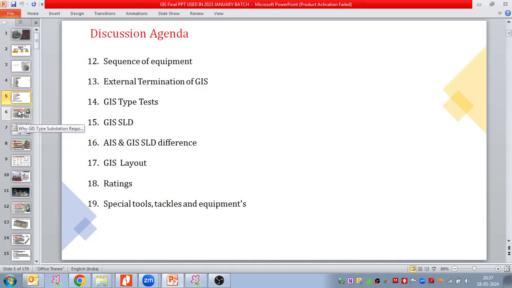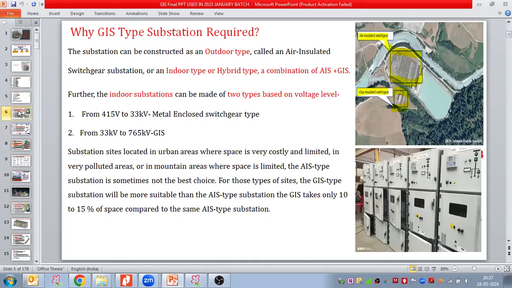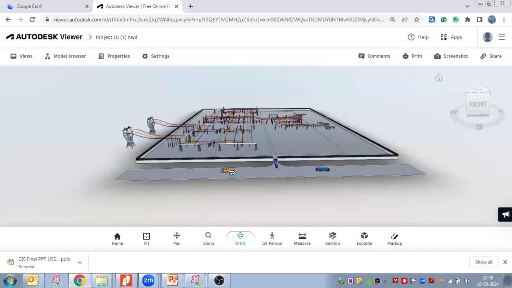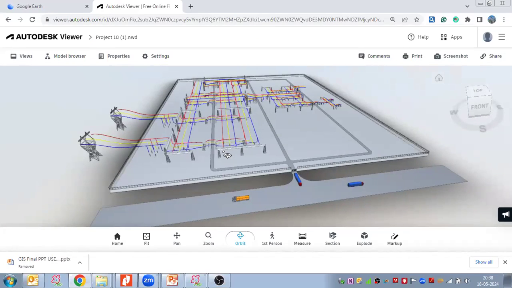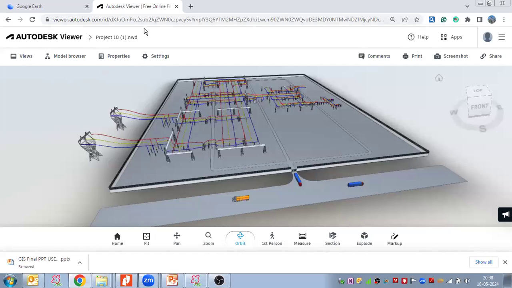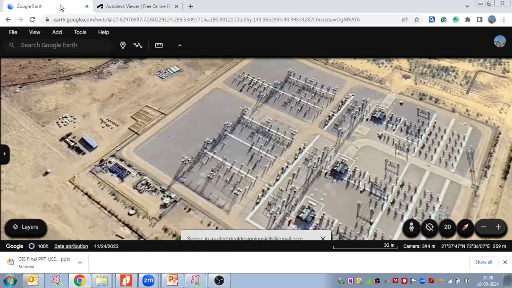Let us start first with the types of substations that we can construct, or why the GIS type substation is required. The substations can be constructed as an outdoor type, which is called an air insulated switchgear substation. For example, we can see this layout. This is one example of an air insulated switchgear substation. Or we can see another example. This is also an example of an air insulated switchgear substation.